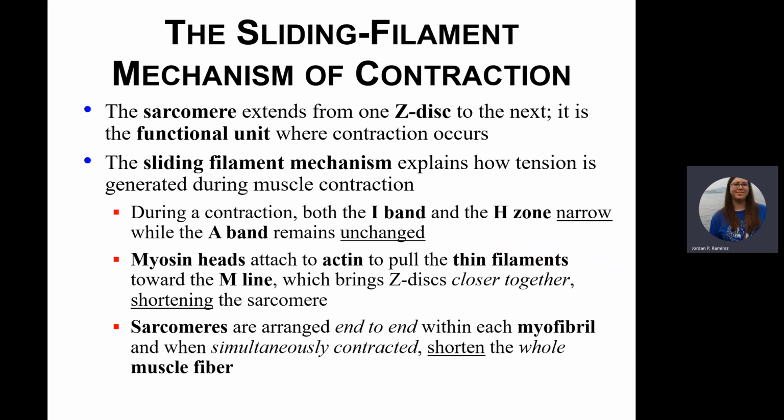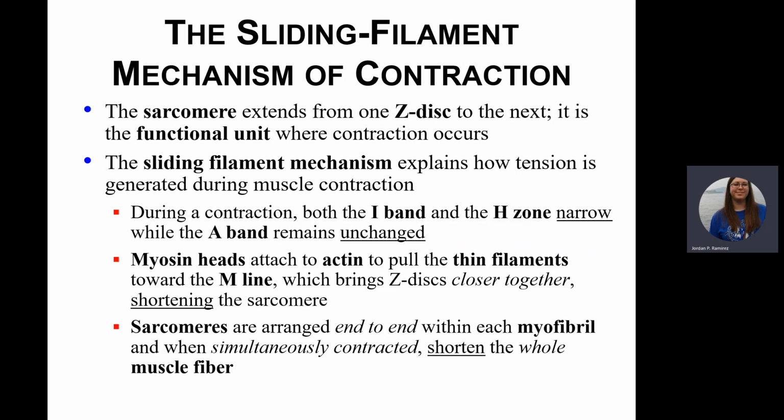All right, so let's talk about the sliding filament mechanism of contraction. The sarcomere extends from one Z disc to the next. It is the actual functional unit where this contraction occurs. The sliding filament mechanism explains how tension is generated during muscle contraction. During a contraction, both the I band and the H zone will narrow, while the A band remains unchanged. Myosin heads attach to actin and pull the thin filaments towards the M line, which brings the Z discs closer together, shortening the sarcomere. Sarcomeres are arranged end to end within each myofibril, and when simultaneously contracted, they shorten the whole muscle fiber.